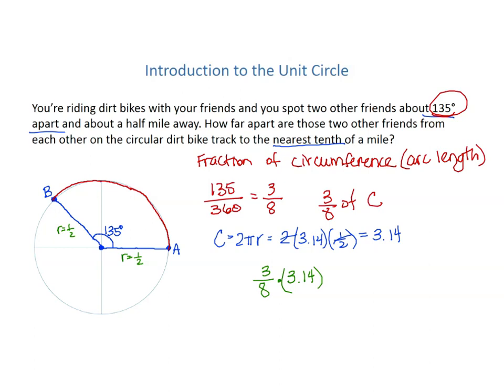We can write it with parentheses. So to multiply this decimal by this fraction, you would take the decimal, enter it in your calculator, multiply it by 3, and then divide it by 8. So that's exactly what I'm going to do. 3.14 times 3 equals, divided by 8 equals, and I got 1.1775. So rounded to the nearest 1/10, that would be 1.2 miles. They're 1.2 miles apart.